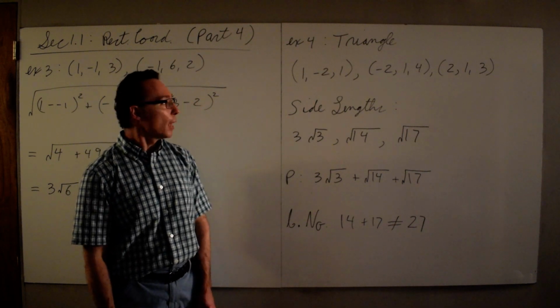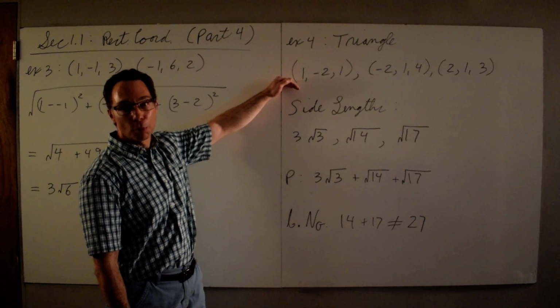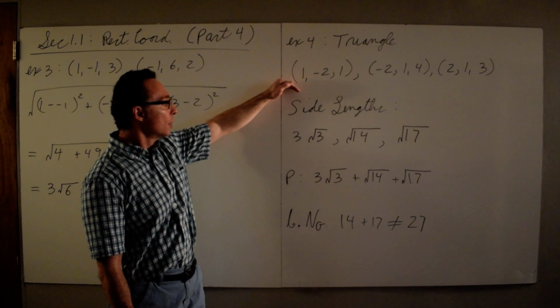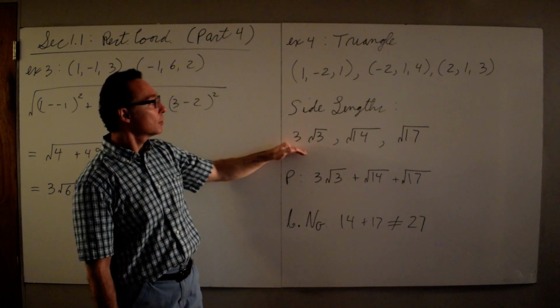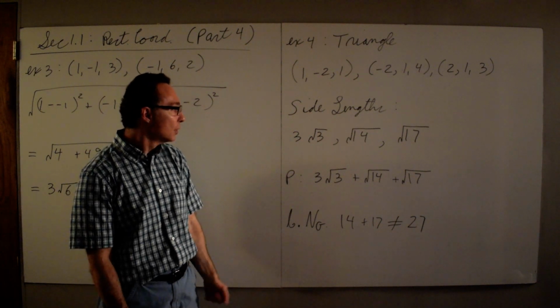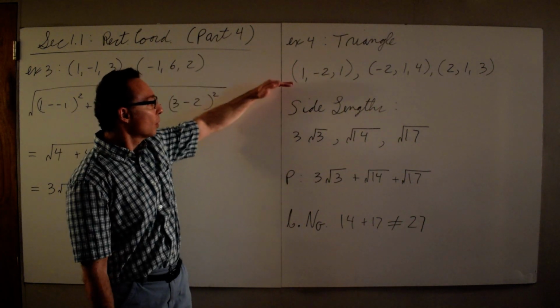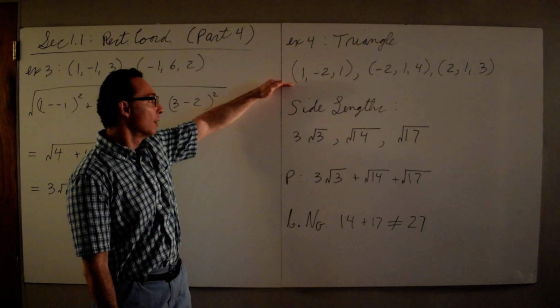For the second one, we have a triangle, and these are the vertices. Part A is to find the perimeter of the triangle. So we start by finding the side lengths. I'm not going to go through the distance formula 3 more times. This is Calc 3, not Algebra 1. So I'm going to trust that you can handle the distance formula here.